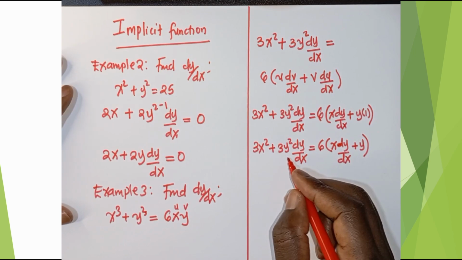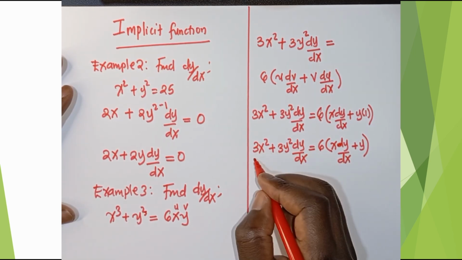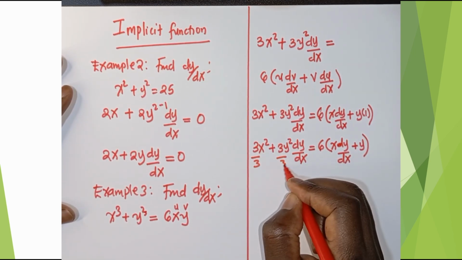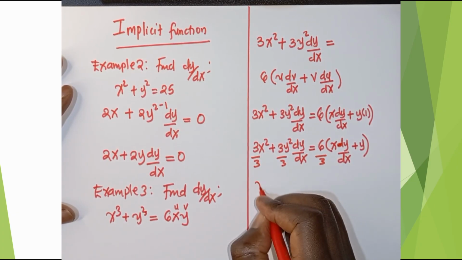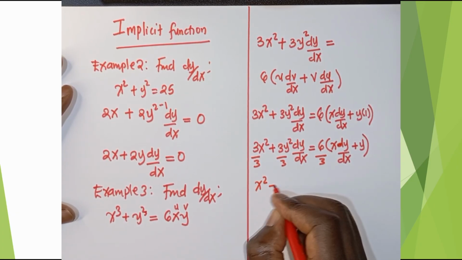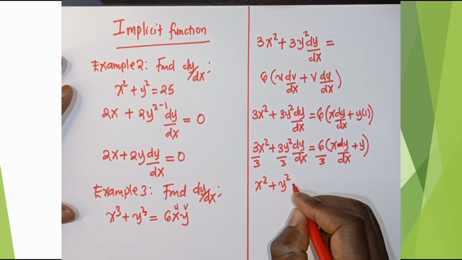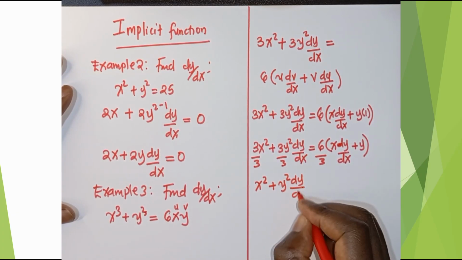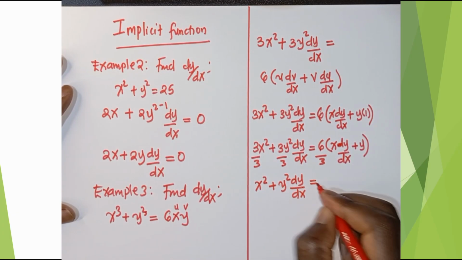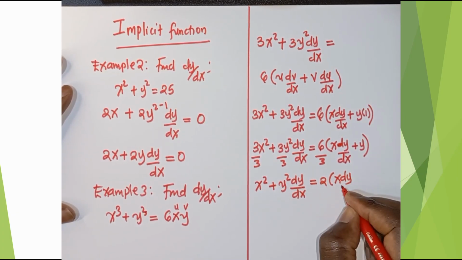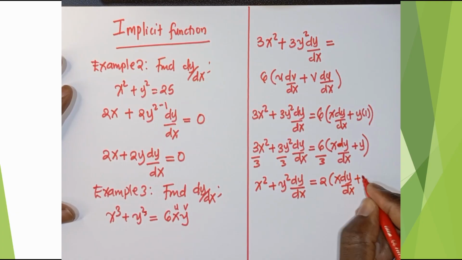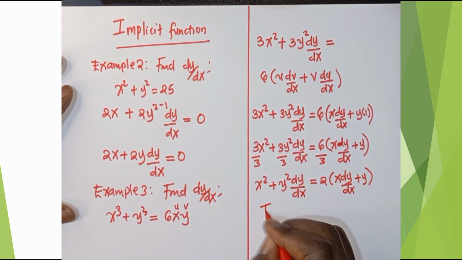And as we finalize this one, we can divide throughout by 3. So divide by 3, divide by 3, divide by 3. So you end up having x squared plus y squared dy by dx is equal to 2 into x dy by dx plus y.